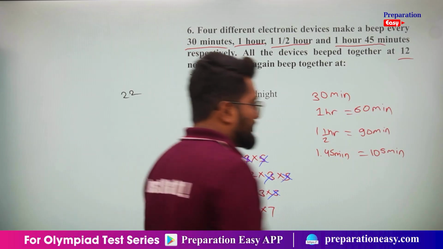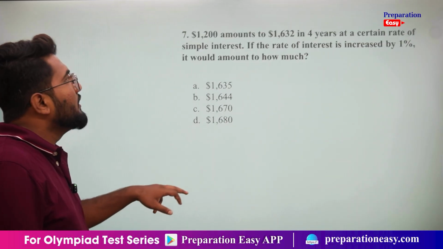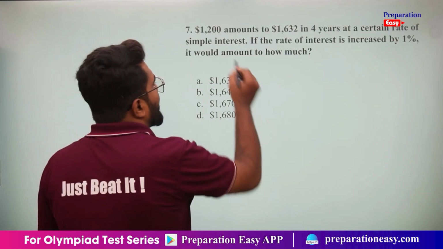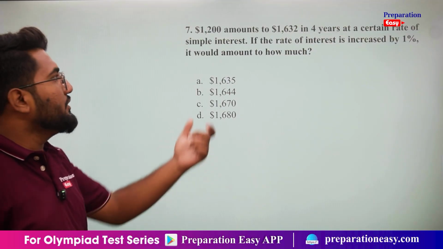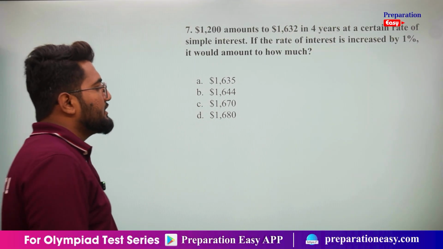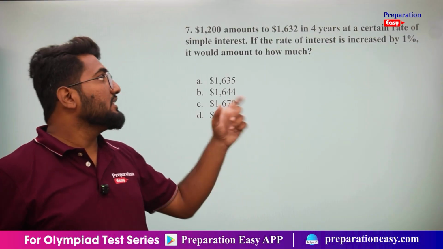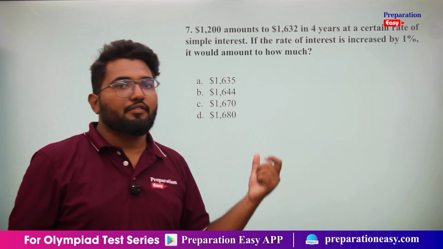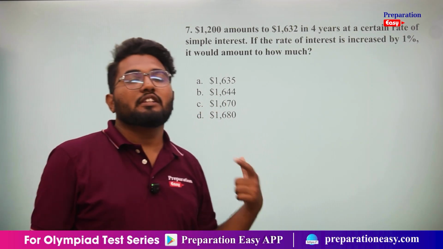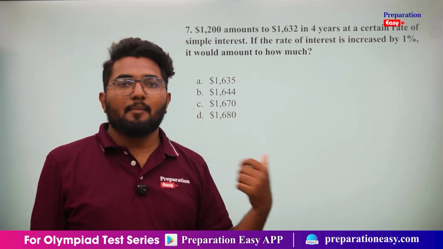So let's move towards the next question. 1200 amounts to 1632 in 4 years at a certain rate of simple interest. It is given that at a simple interest rate, 1200 in 4 years becomes 1632. Then, if the rate of interest is increased by 1%, what would be the amount?